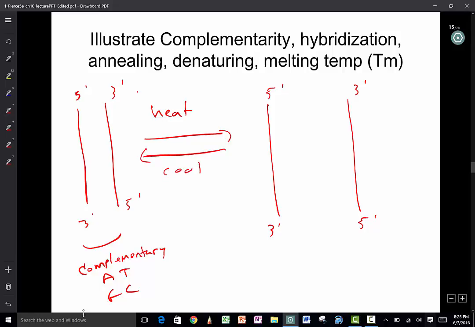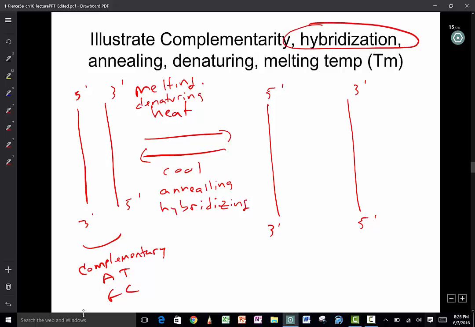When we heat it up, we call that melting, or what we also call denaturing. And when we cool it down, we call that annealing. Sometimes you'll see that also called hybridizing. So hybridization is a term for the two DNA molecules sticking back together.